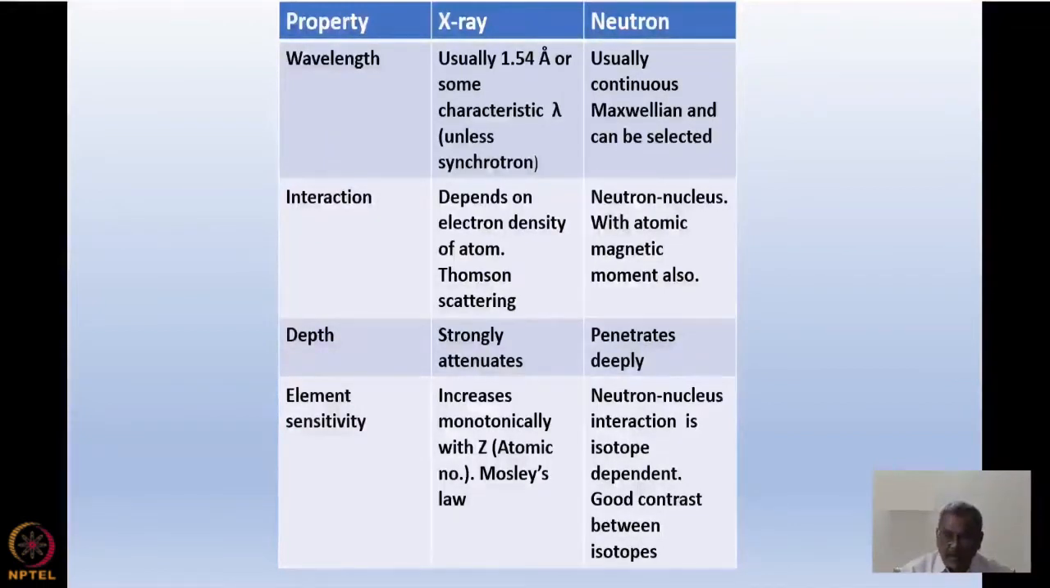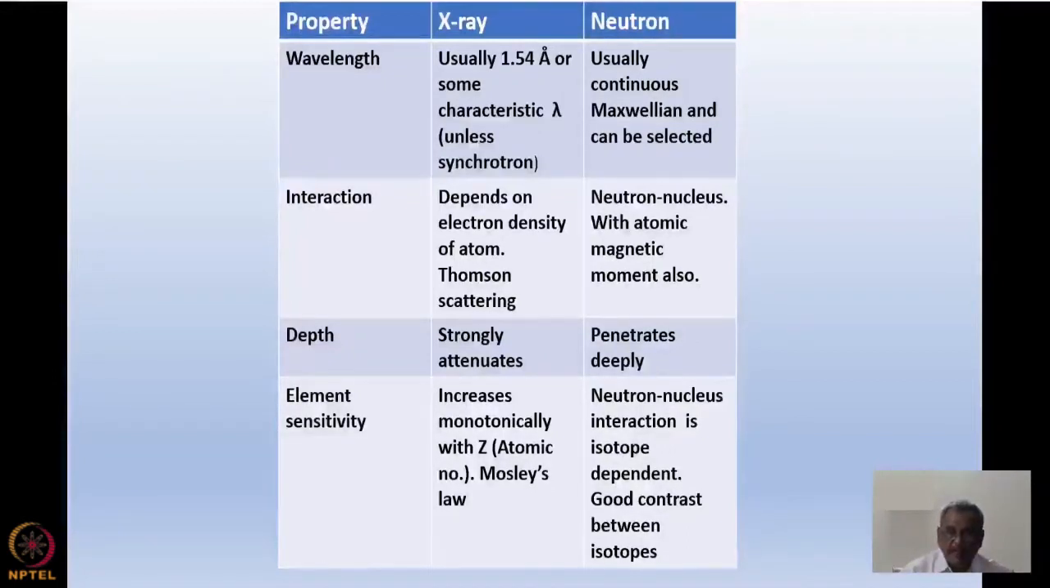Interaction of X-rays, this is something one needs to digest. That depends on the electron density in the atom, rather the electron density distribution. So this is not the free electron. It's the bound electron density distribution and caused by Thomson scattering. In case of neutron, it is the neutron-nuclear interaction. And later I will bring in also the atomic magnetic moment. So far I have not discussed it. It will be introduced a little later.